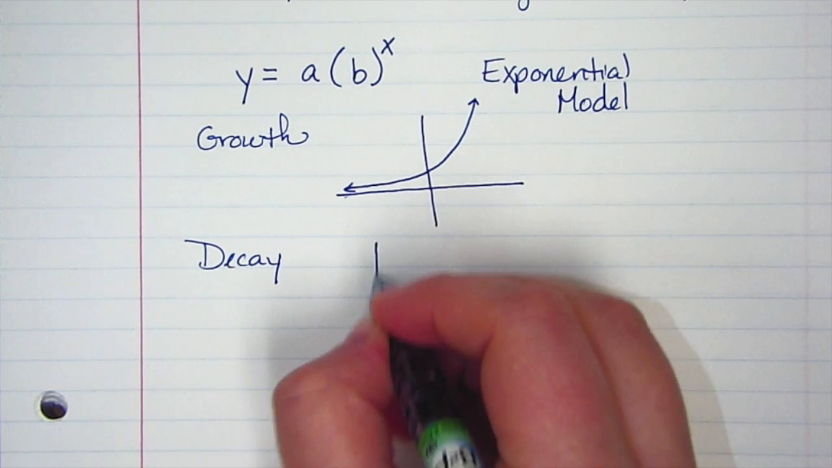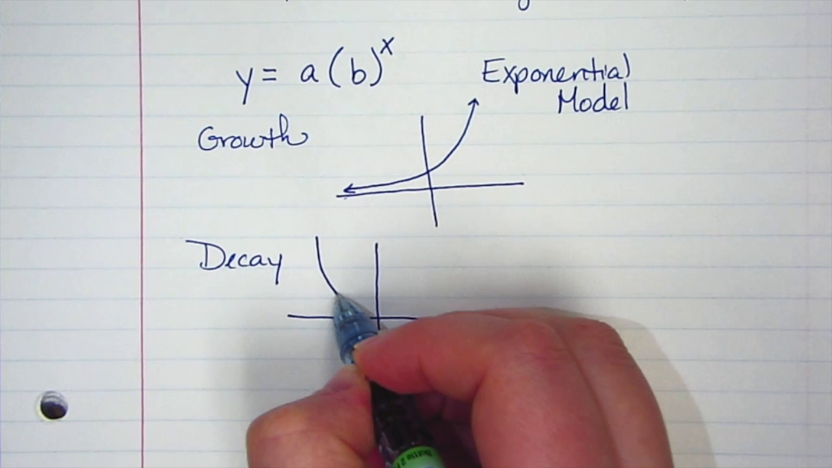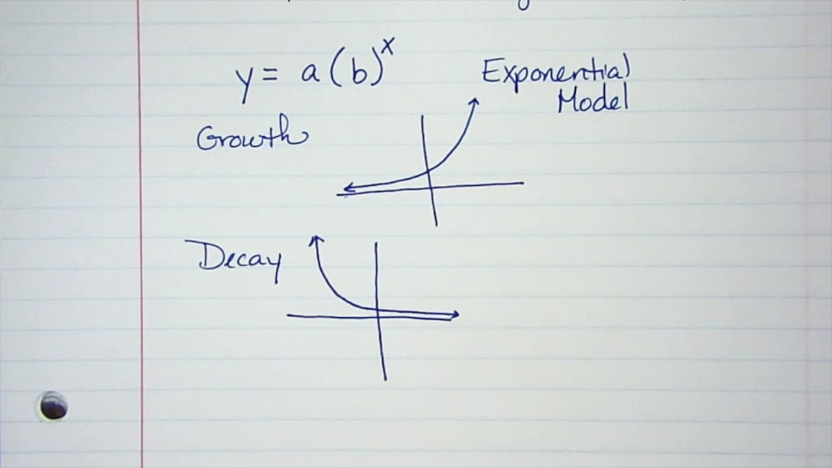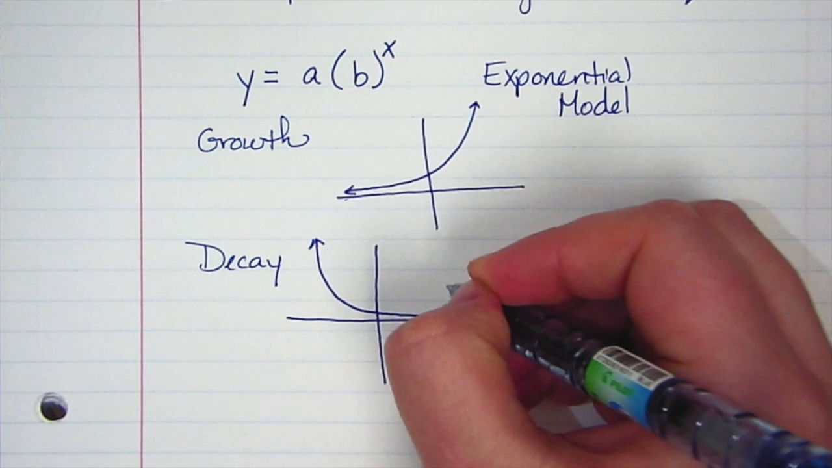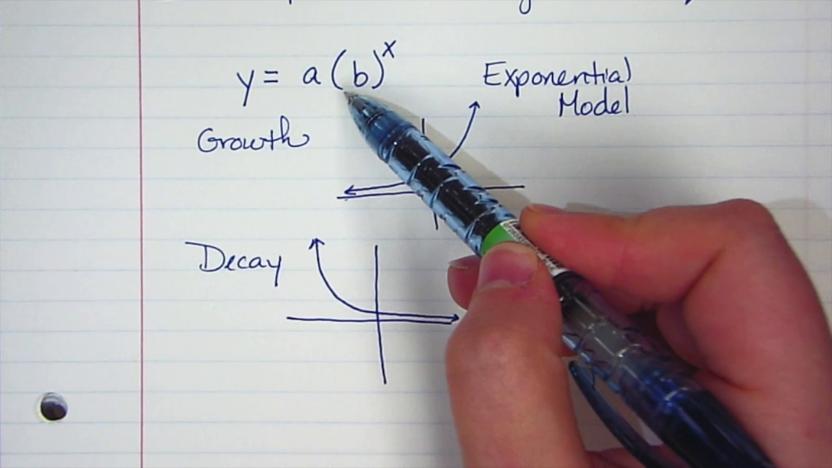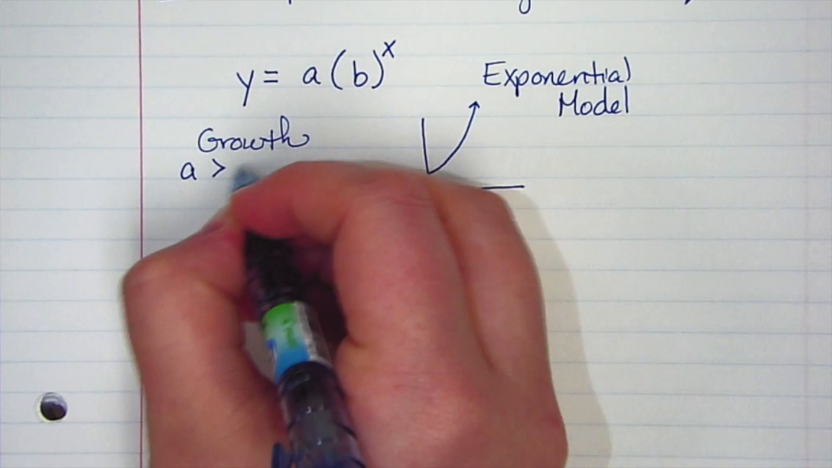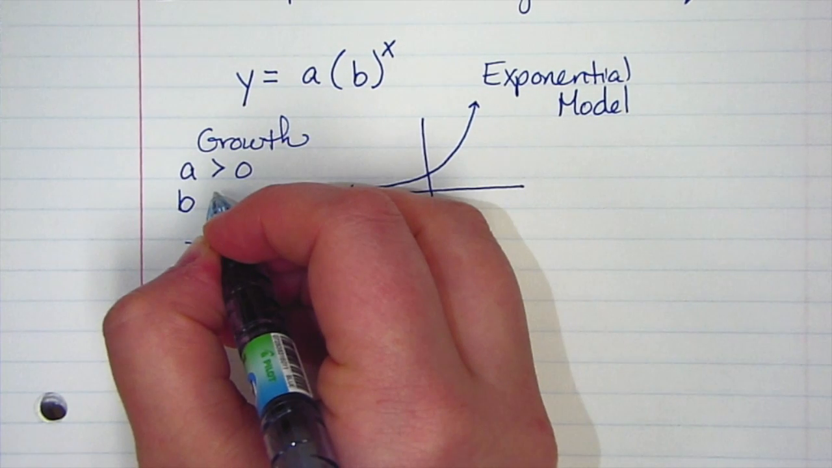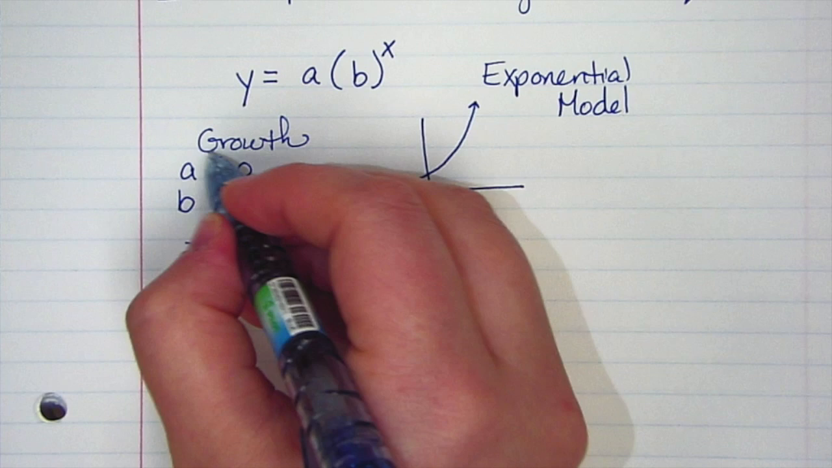For exponential decay, we would expect that we would start up high and then it would eventually curve down very quickly. So a lot of the things that you're going to be asked to do in relation to exponential models in this unit is to be able to predict whether you can expect growth or decay. And there are parts of this equation that can help us determine that. So for growth, if your a is greater than 0 and your b is greater than 1, then we can expect growth.